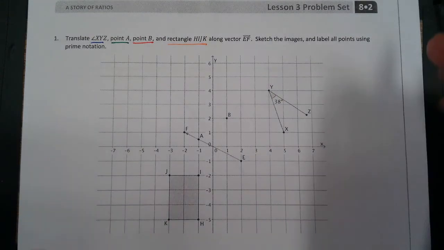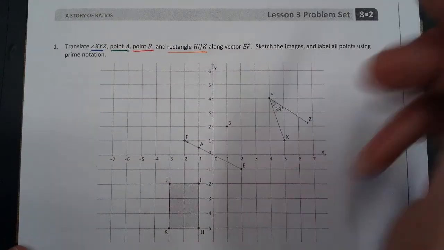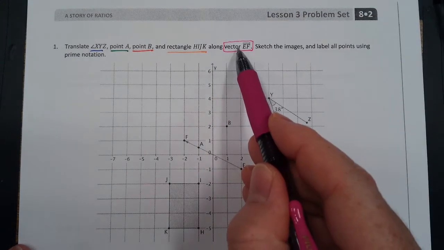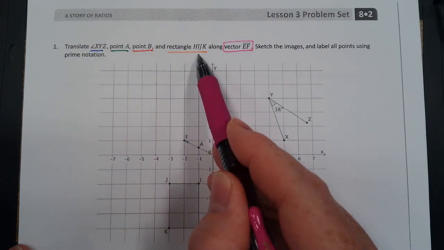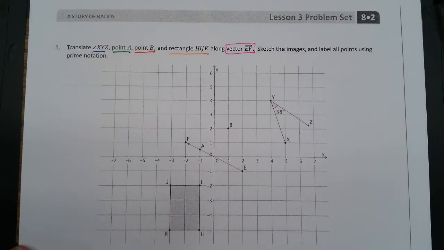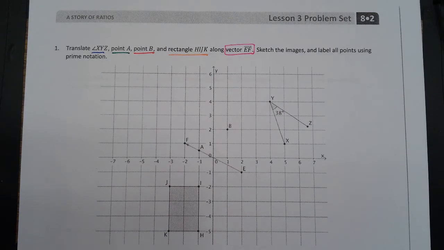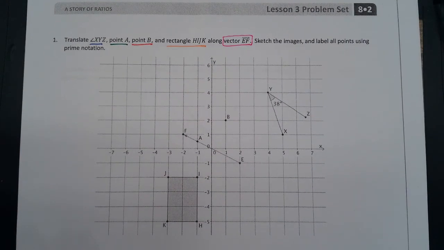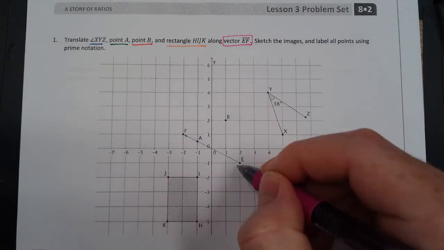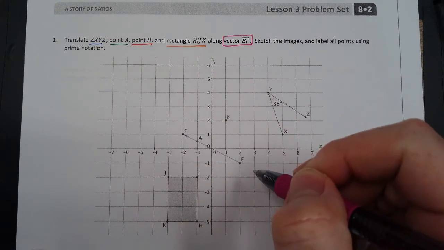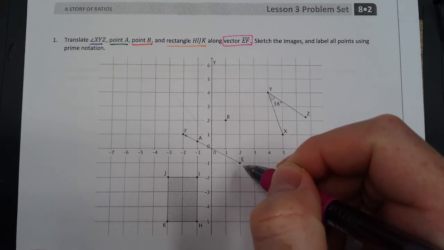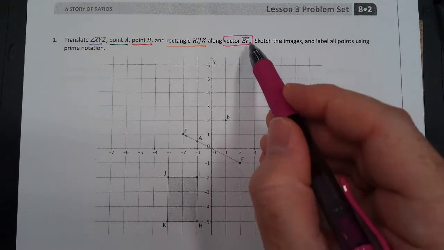And my rule for all 4 of those is vector EF. So vector EF is going to slide all 4 of these. And now I need to sketch the images and label all points using prime notation. Now I'm not going to use my transparency. Let me show you why. Because let's find the vector. Here's vector EF. Now the great thing about graphs is instead of using the transparency, I just count how it moves. So remember, it's vector EF.